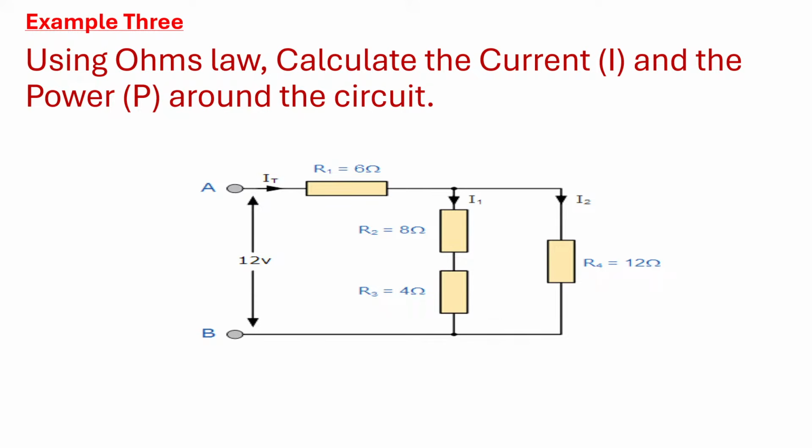Example 3. Using Ohm's law, calculate the current I and the power P around the circuit. So you can see this is another circuit. The input voltage is 12 volts. We have 4 resistors. These 2 resistors are connected in series, in parallel with this particular resistor.